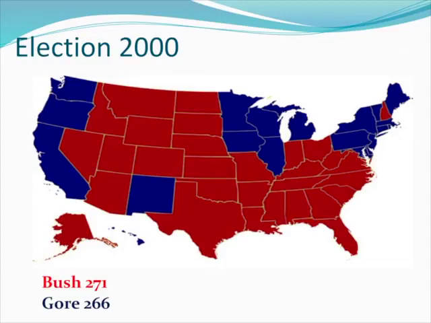Now, I think it's important to point out there was a third-party candidate here, and his name was Ralph Nader. Nader took approximately 9,000 votes in Florida. Most of those would have gone to Gore had Nader not been on the ballot. So the formula for this election is Gore plus Nader equals Bush. Nader really ruined it for Gore.